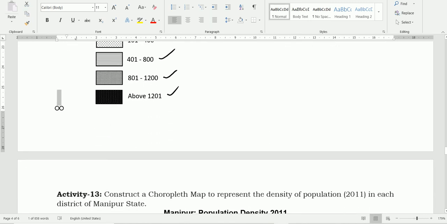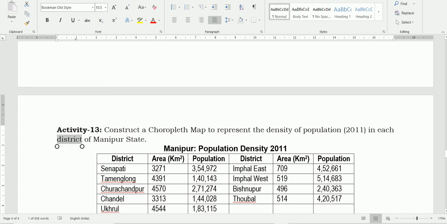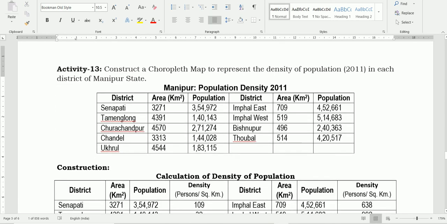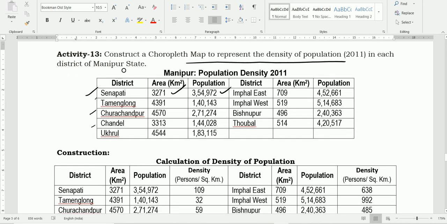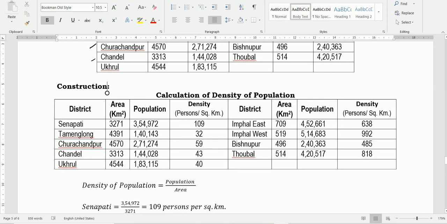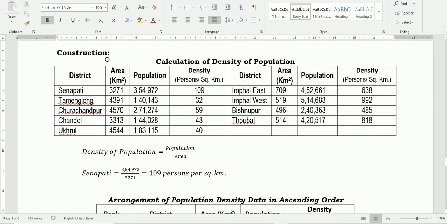And we have one more activity. This is on the map of Manipur. Okay, activity 13: construct a choropleth map to represent density of population 2001 in each district of Manipur state. So here 9 districts of Manipur are given, area is here, population is here, and as usual we have to calculate the density. Just apply the formula, divide the population by area, then you will get population density here in this way.